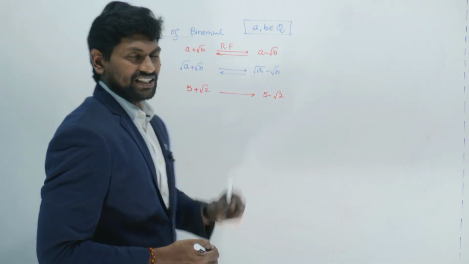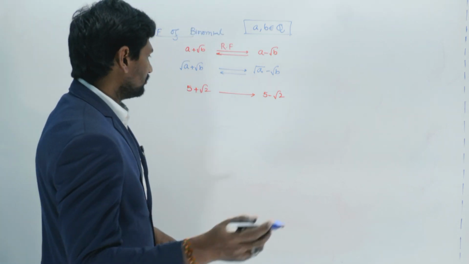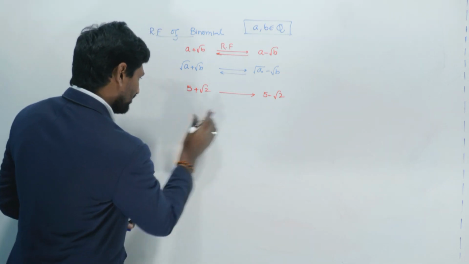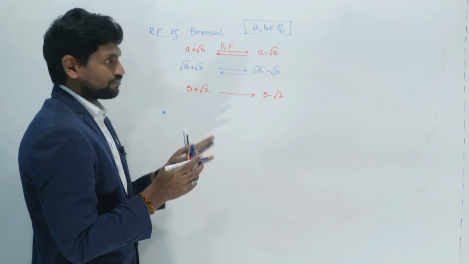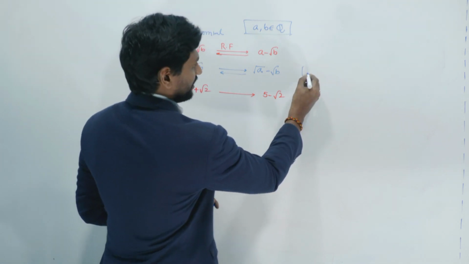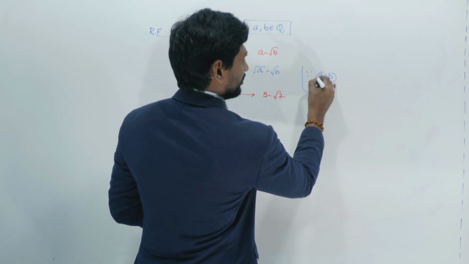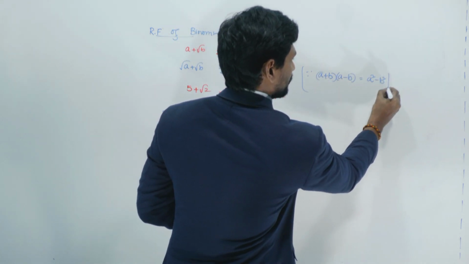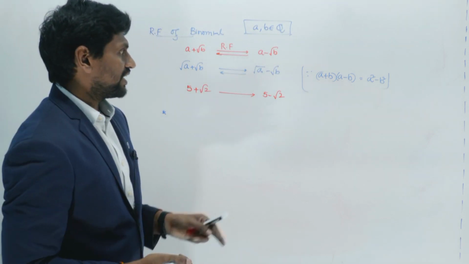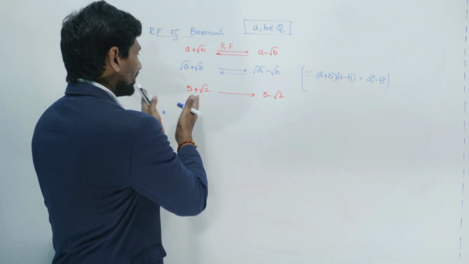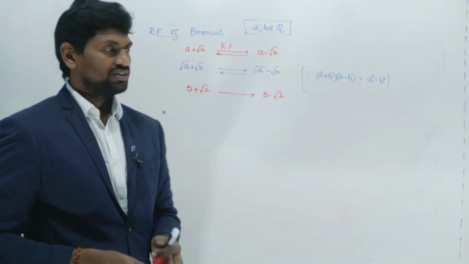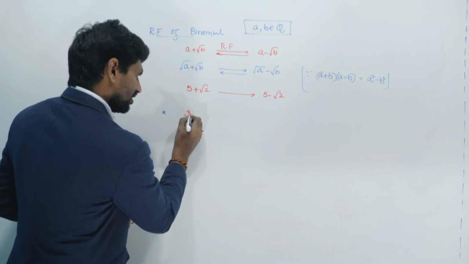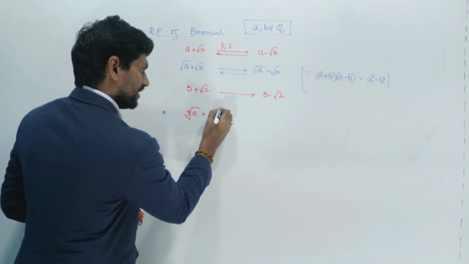Now, same rationalizing factor of this. We are using one of the identities also. Same way here, while you are observing that, what is the identity used here? a plus b into a minus b equals a square minus b square. This is the algebraic identity we are using for getting a rational number. Okay?